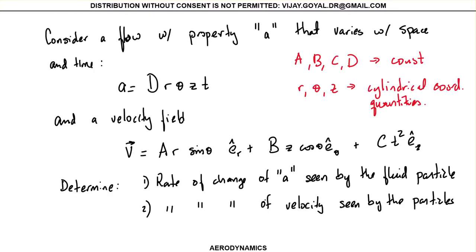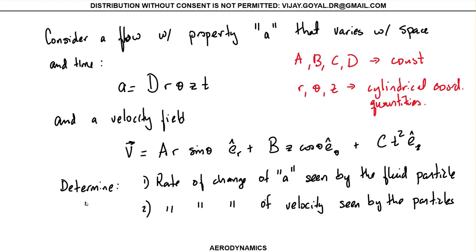So this is example number 1 for equations of motion. For equations of motion, let's consider a flow with a property A that varies with space and time, and this property is given by this expression, and is moving along a fluid flow that has a velocity field given as such, where A, B, C, and D are constants; r, theta, and z are cylindrical coordinate quantities.